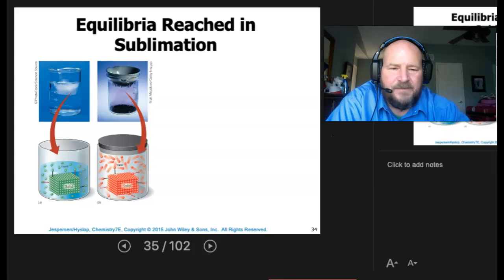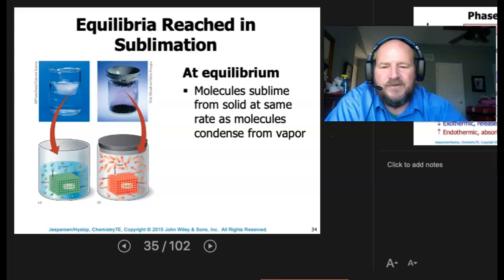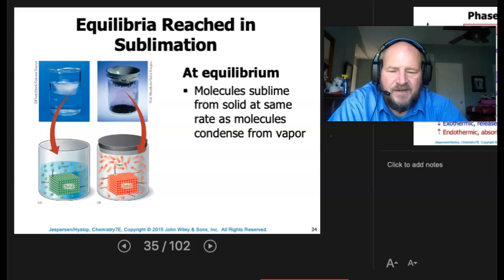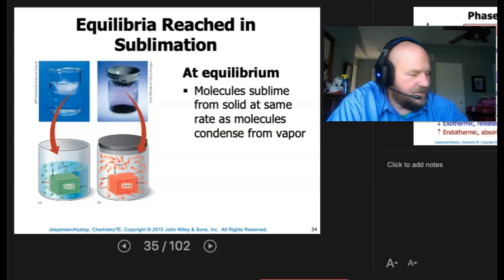We can play the same game with sublimation. So at equilibrium, the molecules sublime from the solid at the same rate as molecules condense from the vapor. All right, so it's the same game.